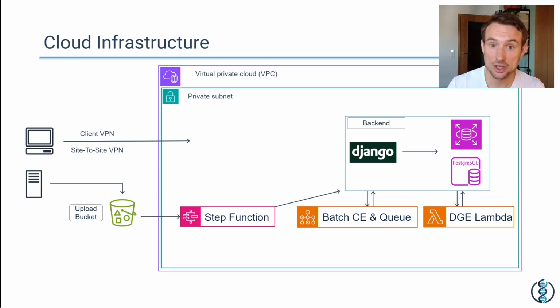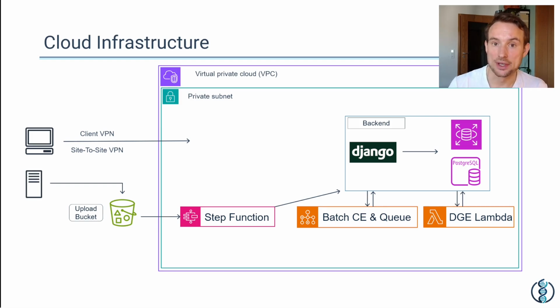We then have the batch queue in order to perform the RNA-Seq data processing. For the batch queues, we also need to define a compute environment, which basically sets the maximum resources that can be used and configures how the containers that make up the batch jobs should be run. And finally, we have the lambda function that is executing the differential gene expression. And these batch functions and lambda functions are triggered from the backend.